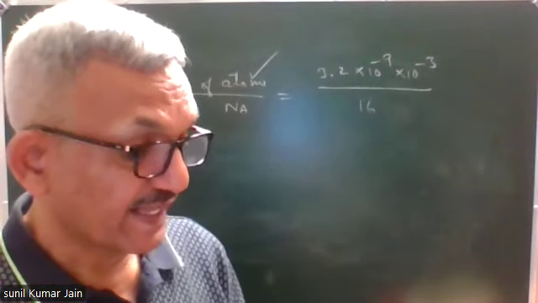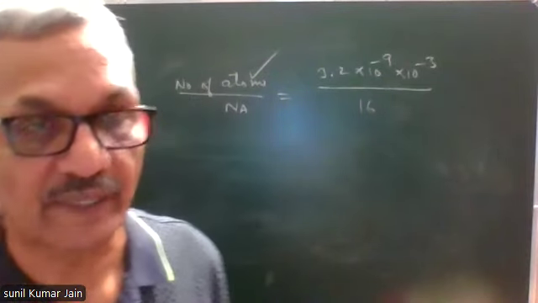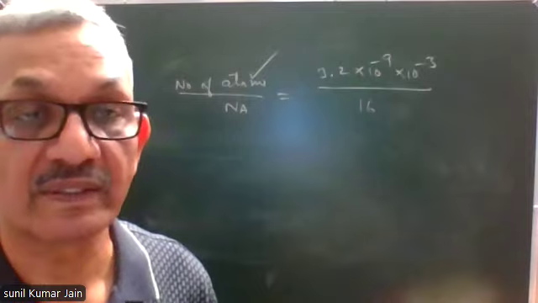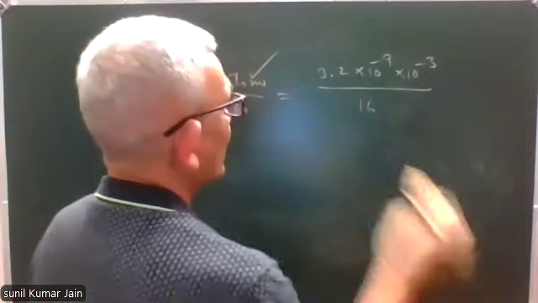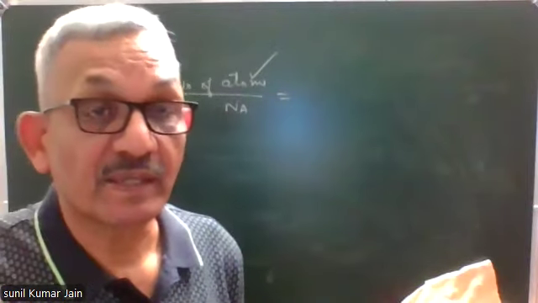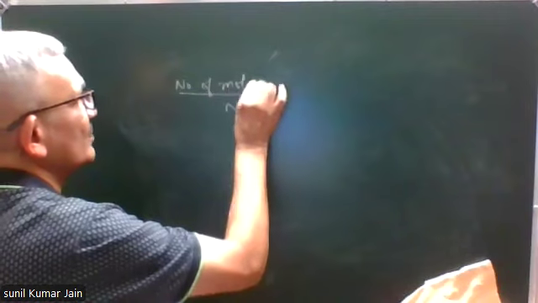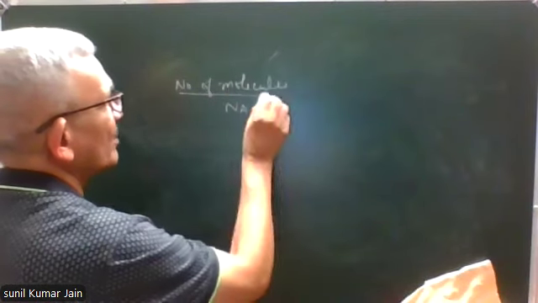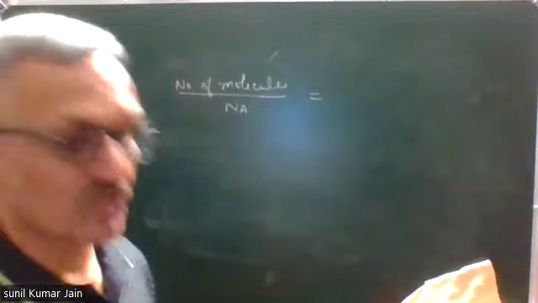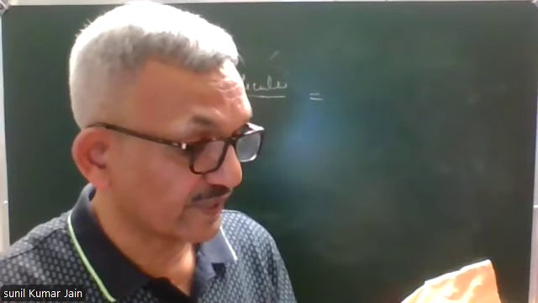Number 6. Calculate the mass of 122 molecules of ammonia. We are given the number of molecules. So again, one part that we use will be this. Ammonia is a compound, and a compound will have molecules. So this will be number of molecules divided by Avogadro's number. And we have to calculate the mass.